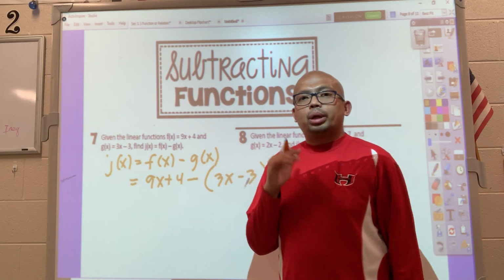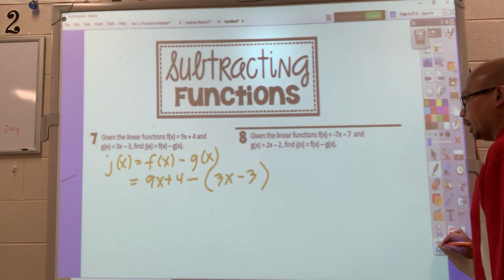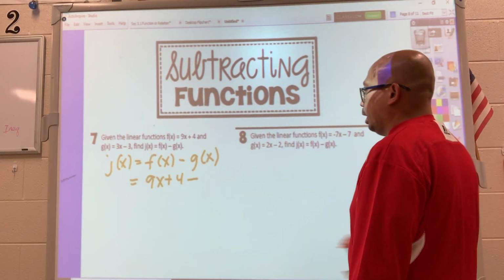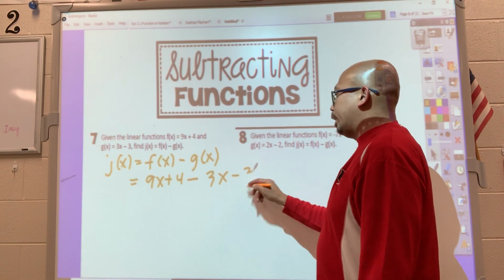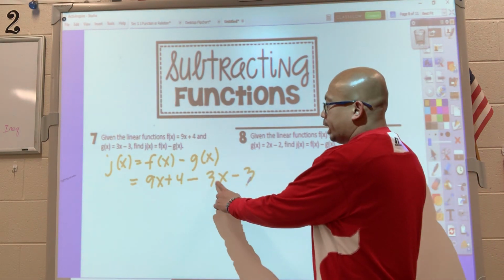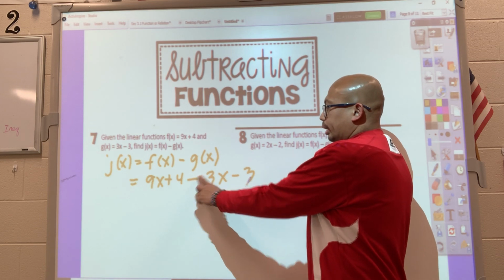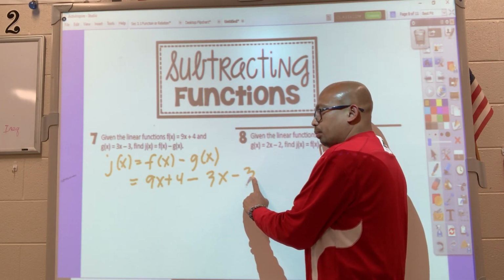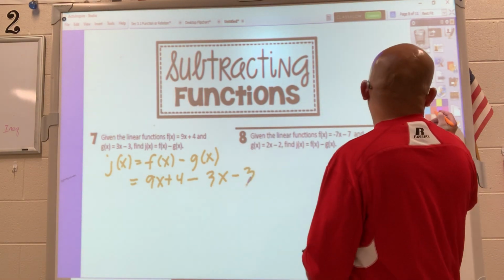What happens when you don't put the parenthesis there? If you don't put the parenthesis there, it might read like this, and your answer will be different because the 3x will be negative and the 3 will remain negative also, which is supposed to be positive. Why does it have to be positive?